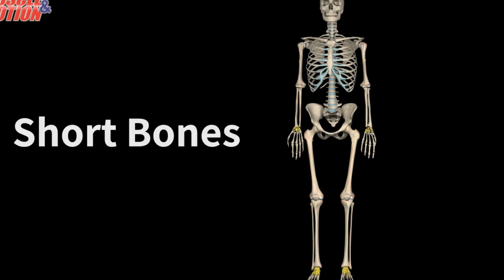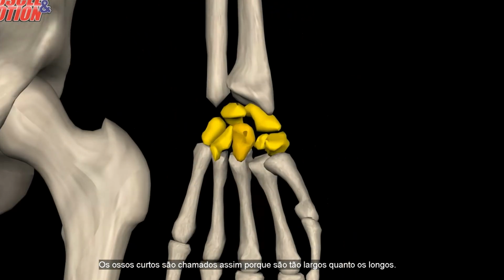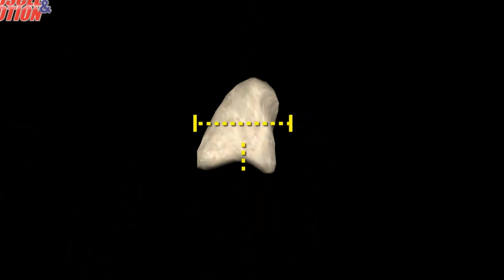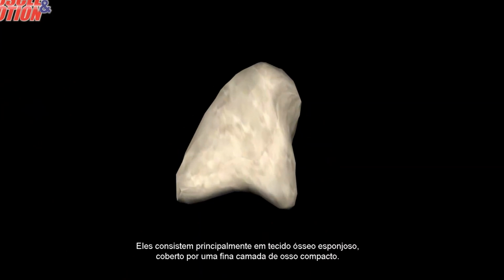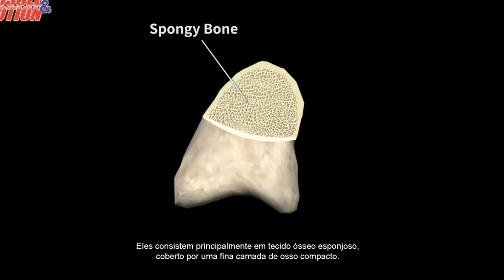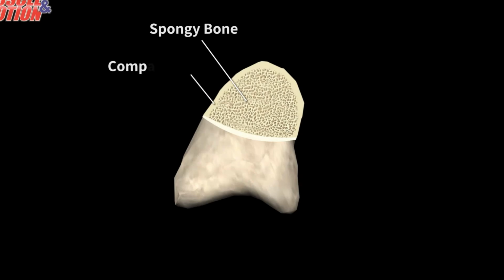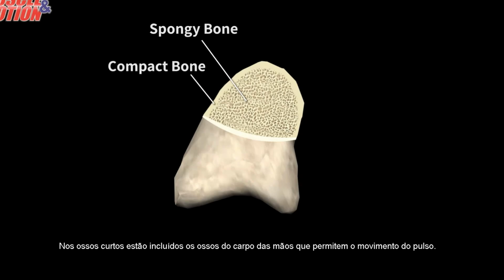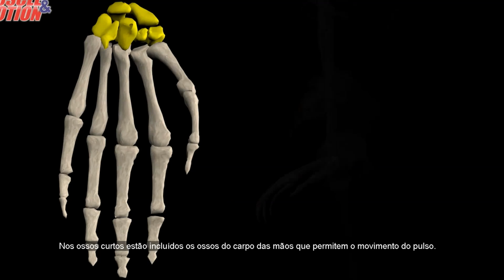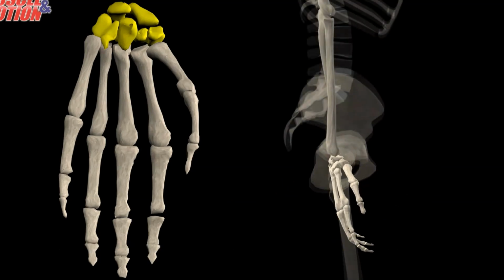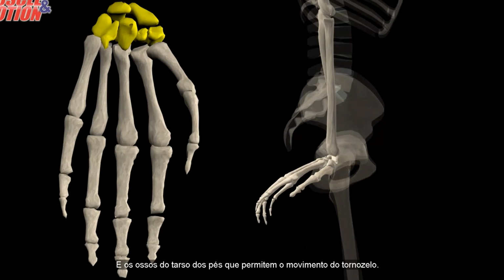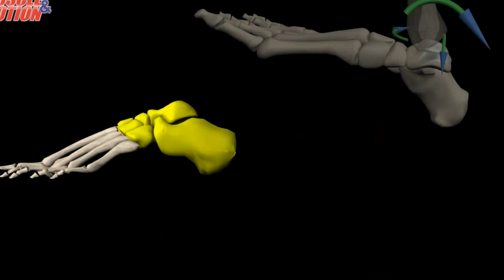Next, we have the short bones. Short bones are called that because they are about as wide as they are long. They consist primarily of spongy bone tissue, which is covered by a thin layer of compact bone. Short bones include the carpal bones of the hands that allow movement of the wrist, and the tarsal bones of the feet that enable ankle movement.